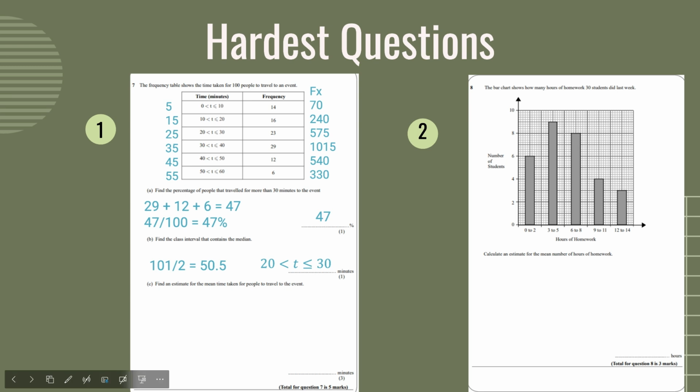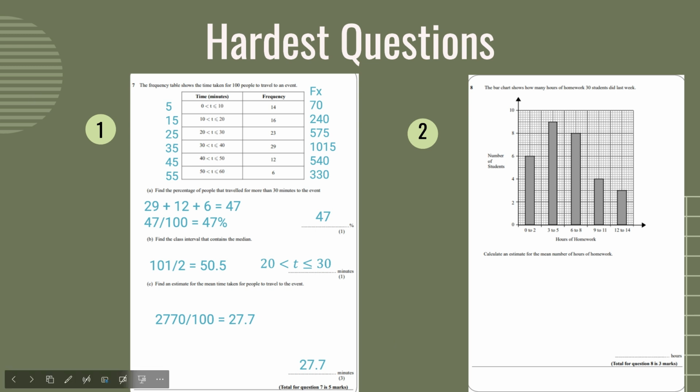Now, for part C, we were asked to find an estimate for the mean time taken for people to travel to the event. So now we add up our total fx column, which sums to 2,770, and we divide it by our total frequency, which we already know is 100. So the mean time taken for people to travel to the event is 27.7 minutes. And that would be our final answer.